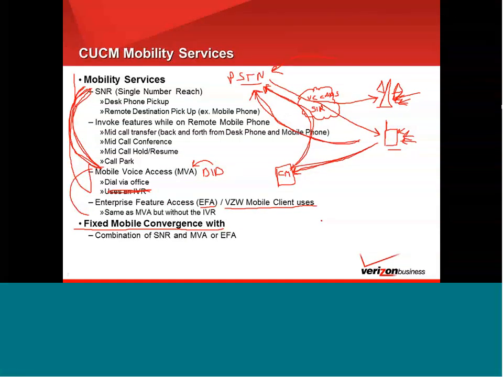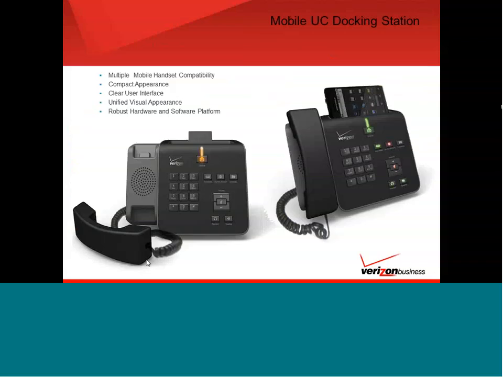All right? Now, together, those two, we talked about incoming, right? This is incoming, the single number reach stuff. And then outgoing are these two features. That together then is fixed mobile convergence. All right, so two features. So now that you know what features are being invoked and what we're using inside the Cisco Unified Communication Manager, let's look at how this thing works.